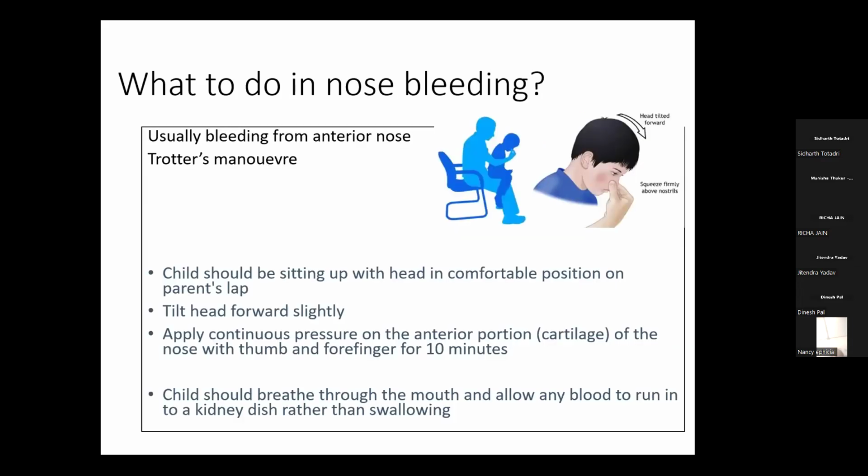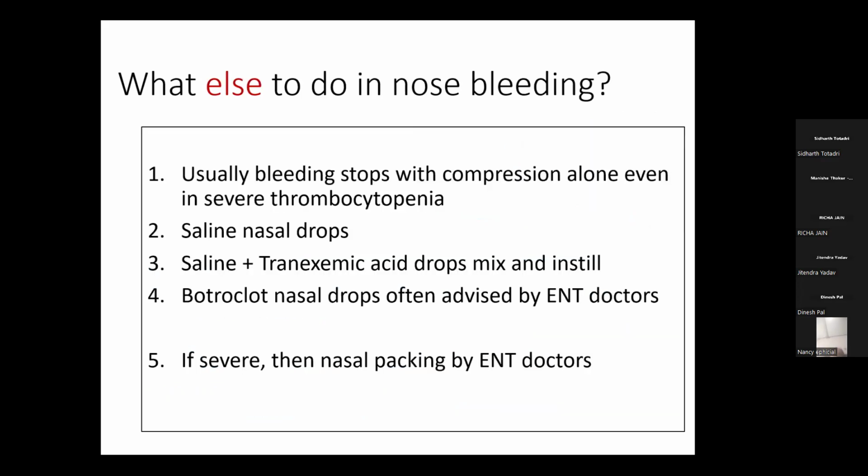This is called the tortoise maneuver. The child should be sitting up with the head in a comfortable position on the parent's lap. Tilt the head forward slightly. Apply continuous pressure on the anterior portion of the nose with thumb and forefinger for 10 minutes. The child should breathe through the mouth and allow any blood to run into a kidney dish rather than swallowing. The nurses and parents should not take tension if the child is crying. If the patient is crying, they can breathe from the mouth. Usually bleeding stops with compression alone, even in severe thrombocytopenia.